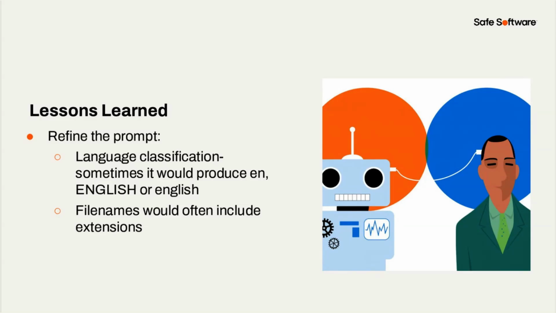Also, I'm not sure if anyone noticed this, but the file names it was giving me, sometimes it would be .json. So I would ask it to produce a file name without an extension so that I could use that later on in my workflow more easily.